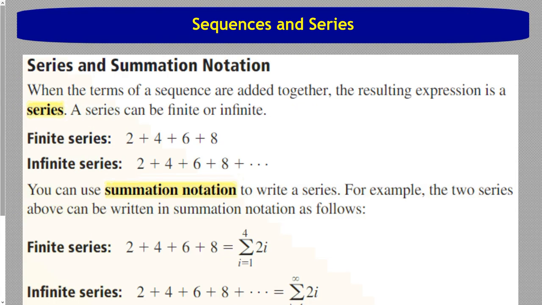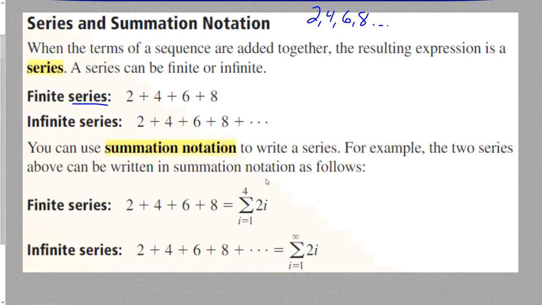When we add the terms of a sequence together, we end up with what's called a series. So a sequence is 2, 4, 6, 8, right? Just the list. But if I add all of those together, now it becomes a series. That's the difference between a sequence and a series. A series has all the terms added together, and a sequence is just a list. Again, series can be finite or infinite. Finite means it stops. Infinite means it goes forever.